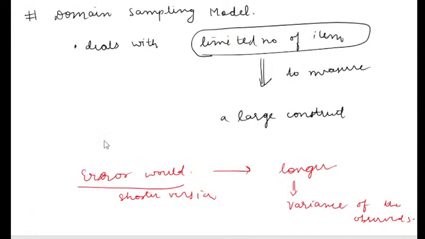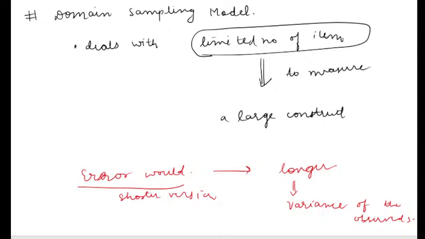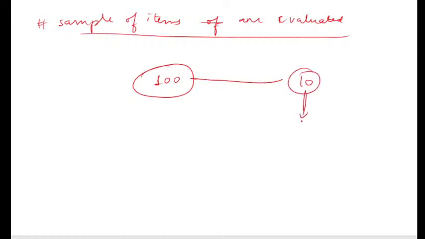Okay, so here a sample of the items is evaluated rather than the whole test. So for example, if we were using a longer version of the test with 100 questions, I would take a sample of maybe 10 questions and then conceptualize reliability from them only.